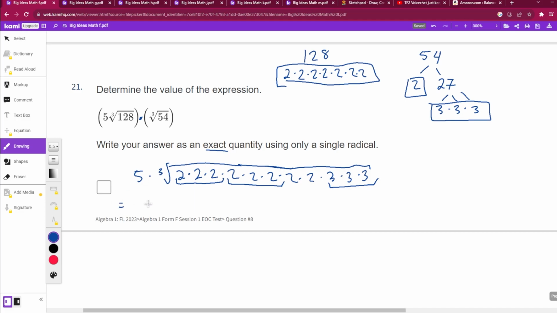So when we pull it out, that means we're going to multiply that by 5. So 5, now we have times 2, and then times 3. And then on the inside, we still have that leftover 2 times 2. Just going to leave that as 4. Simplify. So 5 times 2 is 10, 10 times 2 is 20, and 20 times 3 is 60. So our answer is 60 times the cubed root of 4.